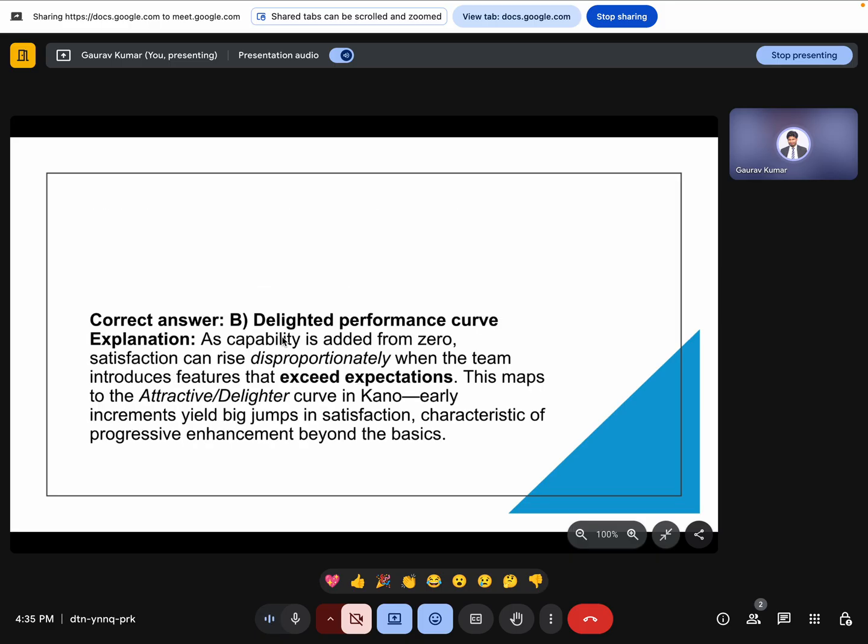And you can also see the correct answer and explanation part. Right? Let's go through this.